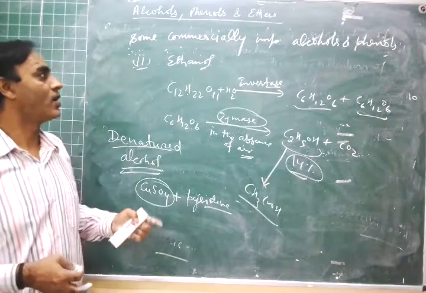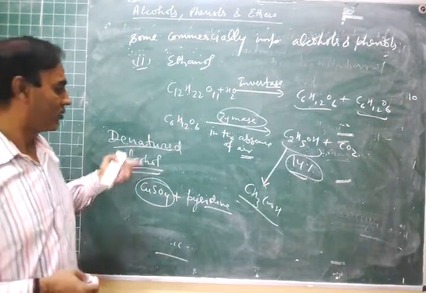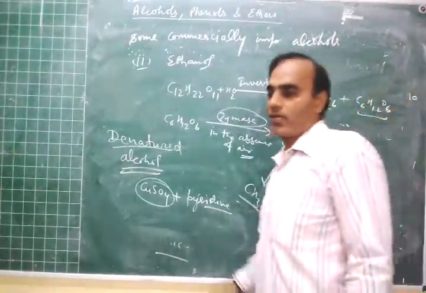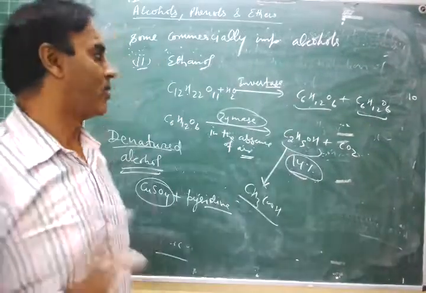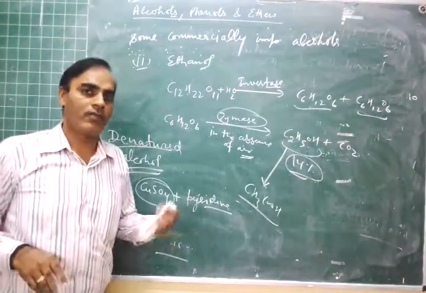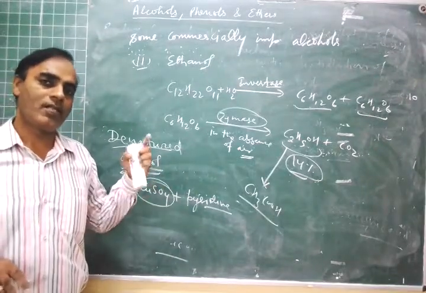So this is about some commercially important alcohols and phenols. Only alcohols are there in your syllabus, phenols are not there in your syllabus. So we will discuss only methanol and ethanol. And the next topic which is left is ethers, that will be discussed in the next video.